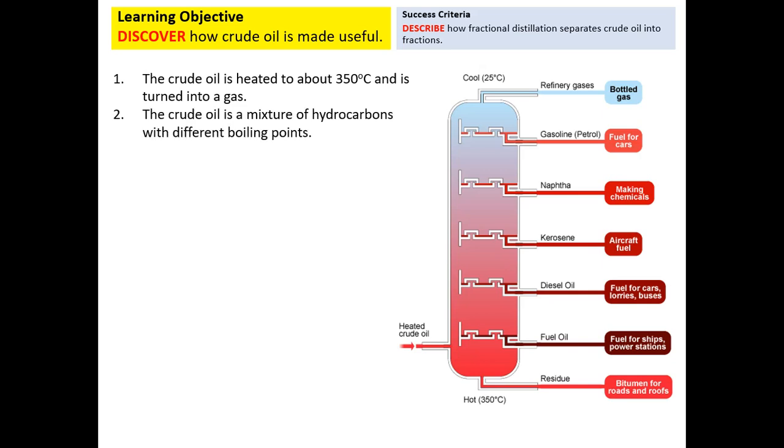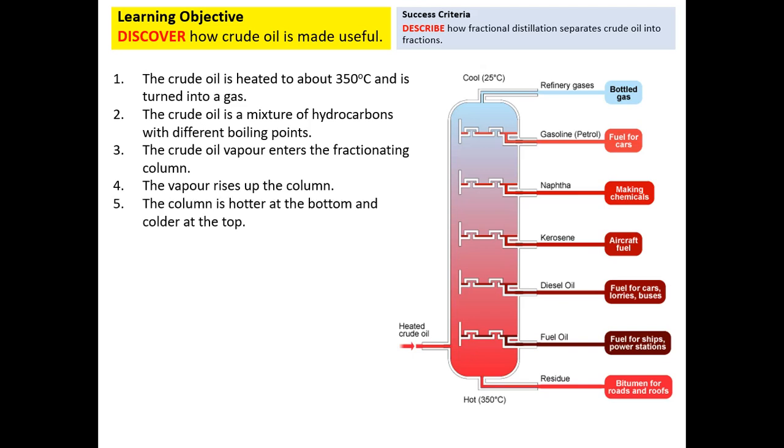Now, because we've got this mixture of hydrocarbons, everything inside it has got a different boiling point. So the vapour means that everything that goes into the column is a gas, and the column is at different temperatures. So the crude oil vapour enters the fractionating column at the bottom. Looking at the diagram, it is the bottom left hand side, and the column is colder up at the top than it is at the bottom. So the vapour, because it's a gas and warm gases rise, rises up the column.